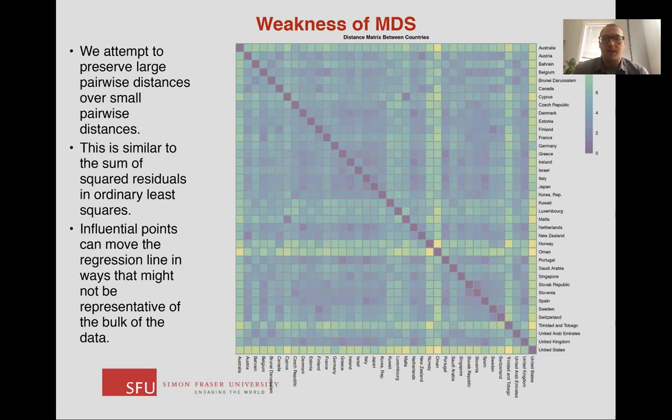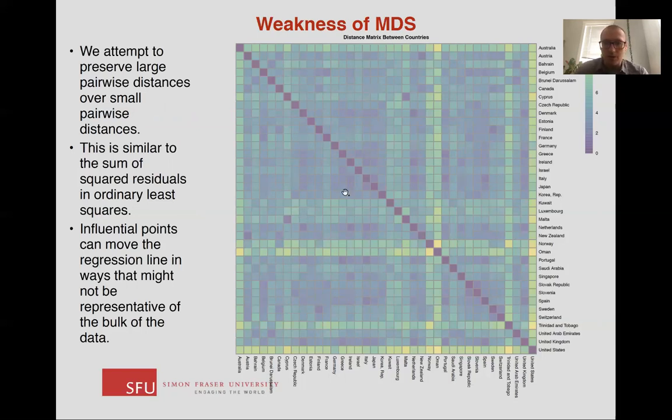As I said, the stress function looks a little bit like a sum of squares. Because of that, it tends to privilege, or try to preserve, large pairwise distances over smaller ones. And so outlying points can have a pretty big effect on the fit. Again, this is similar to what we learned about with OLS, that points with a lot of influence really change the slope of the best fit line.